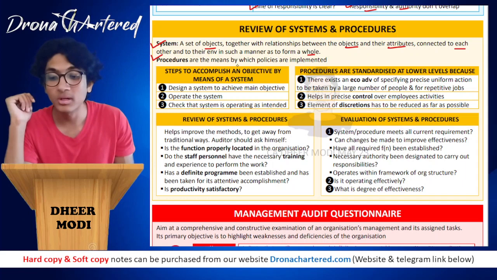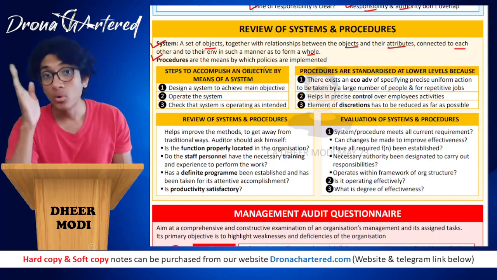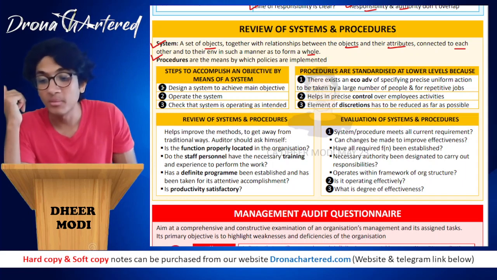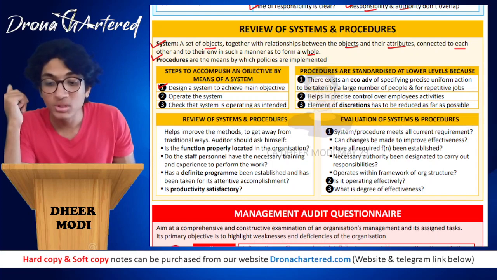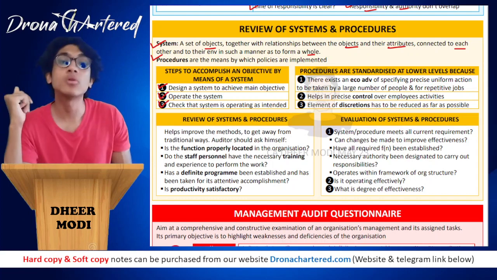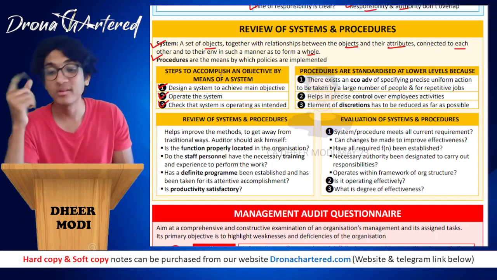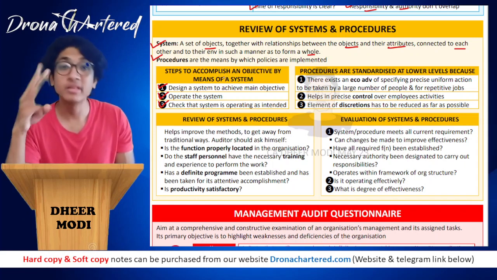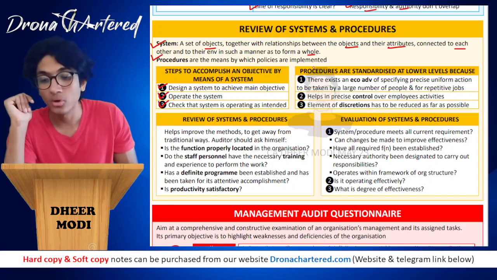What are the steps to accomplish an objective? How do you accomplish an objective? Through a system. First is design a system to achieve main objective. Operate the system and check that the system is operating as intended. So first of all, you define, then you operate, and then check whether it is correct or not.